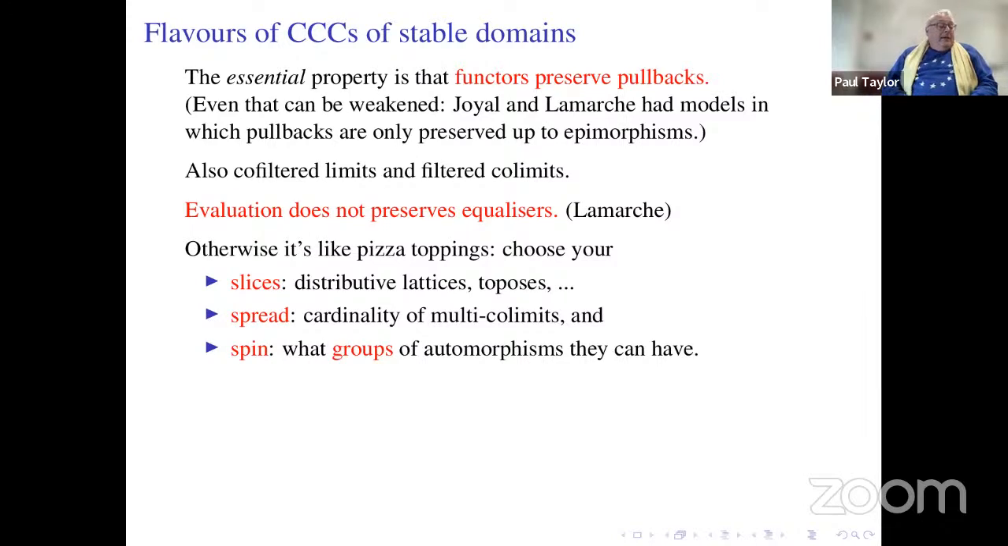And then the other thing that might happen is that these multi-colimits could have groups of automorphisms. And that's mathematically a bit more interesting than the cardinality of the spread. So there are certain classes of groups that could arise in this.